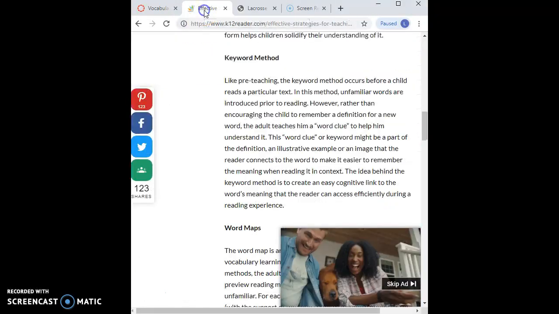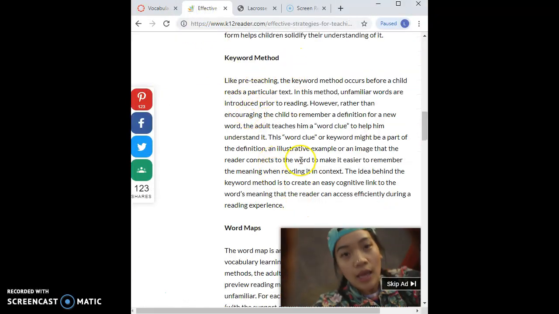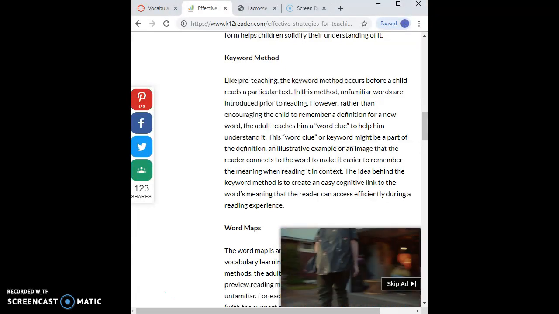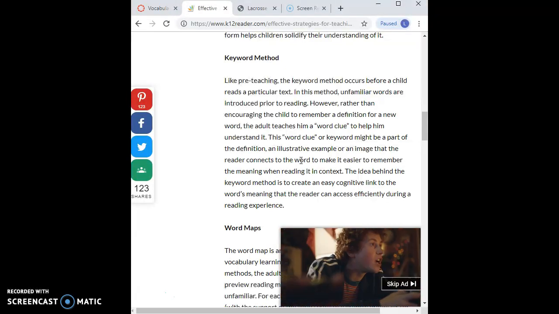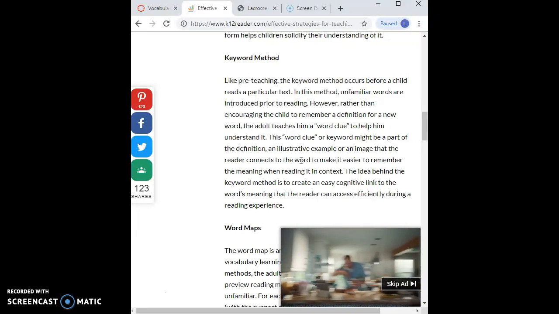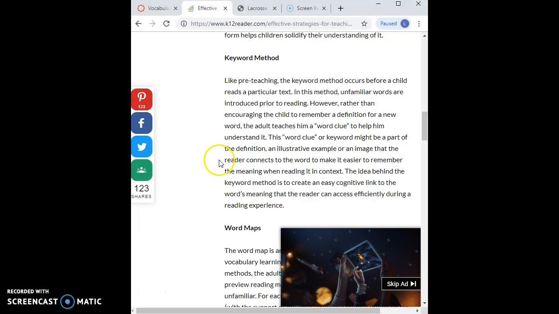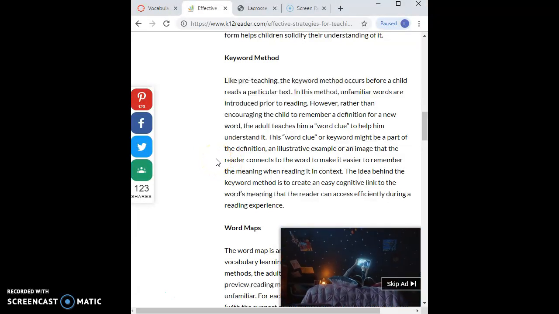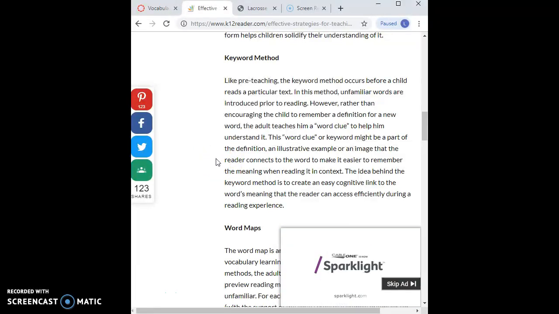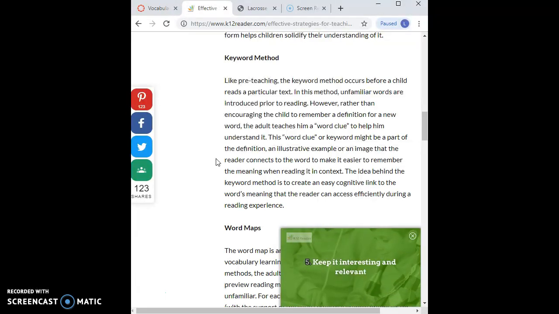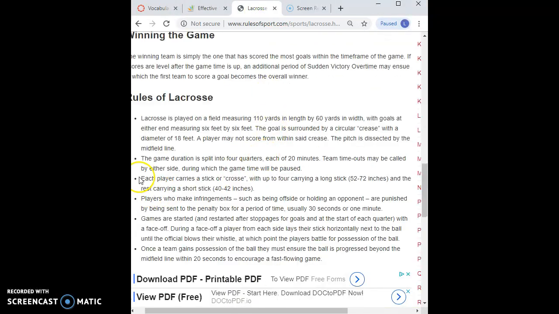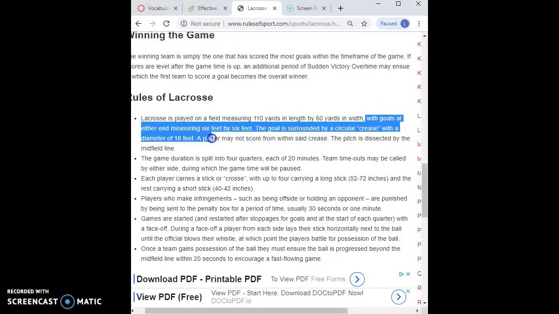So the keyword method shown here is you give the students unknown words that they might not be familiar with, and you give them a partial definition or an illustration of the activity or whatever you're doing. So for this, I would show them an illustration of the stick that's being used in lacrosse, how big the field is, and then the goals and where they're placed.